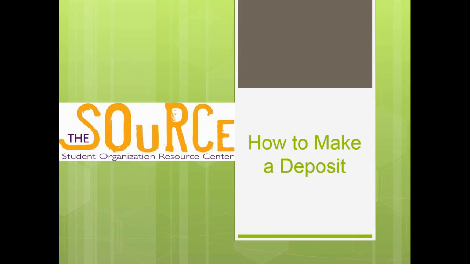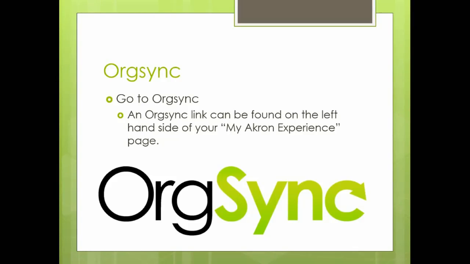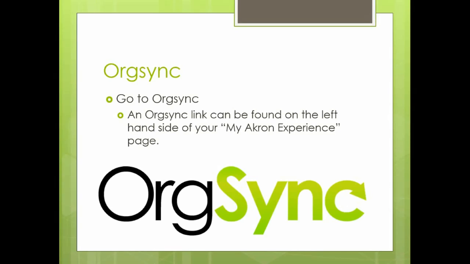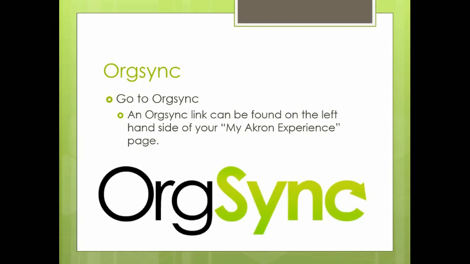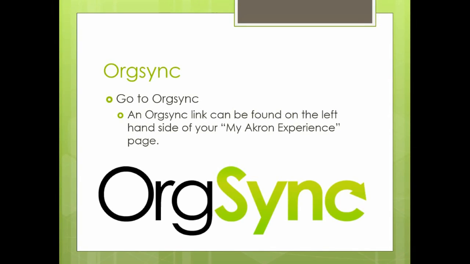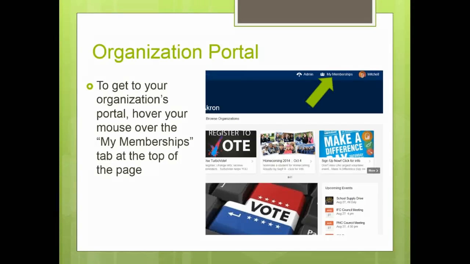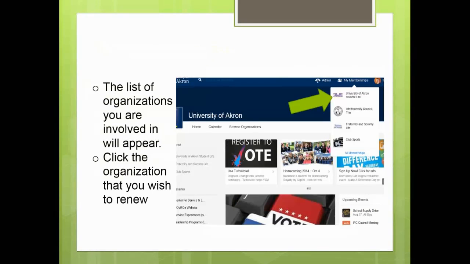We will be focusing on filling out a deposit form during this video. The first thing you need to do is go to OrgSync. A link to OrgSync can be found on the left-hand side of your My Akron Experience page. Once on OrgSync, go to your organization's portal. Hover your mouse over the My Memberships tab at the top of the page. Click the organization for which you are making a deposit.